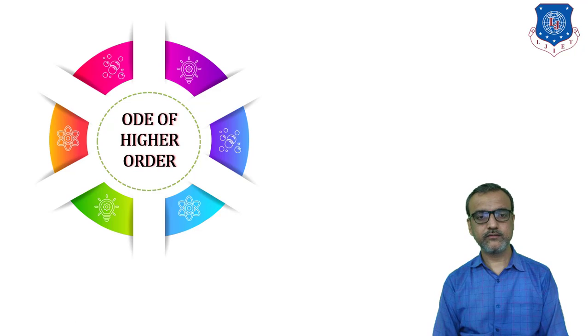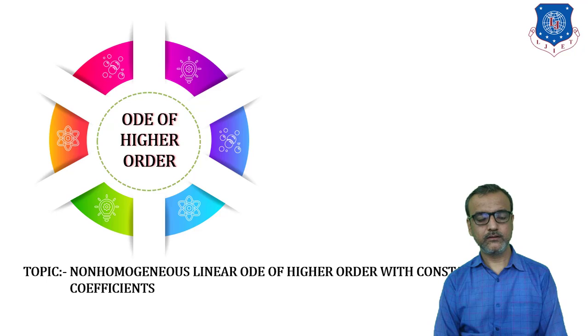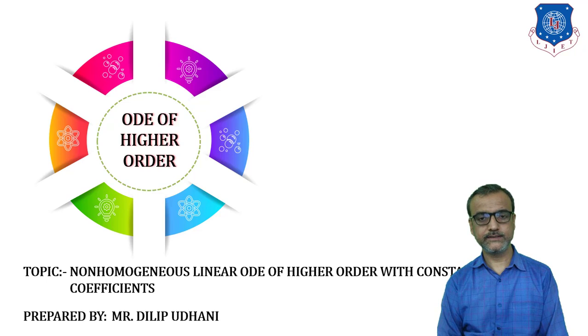The name of the unit is Ordinary Differential Equations of Higher Order. And the topic is non-homogeneous linear ordinary differential equations of higher order with constant coefficients. In this topic, I will teach you case number 5. And what is case number 5? With the help of case number 5, we can find out PI when Q of x is x into v, where v is a function of x. So let's start.